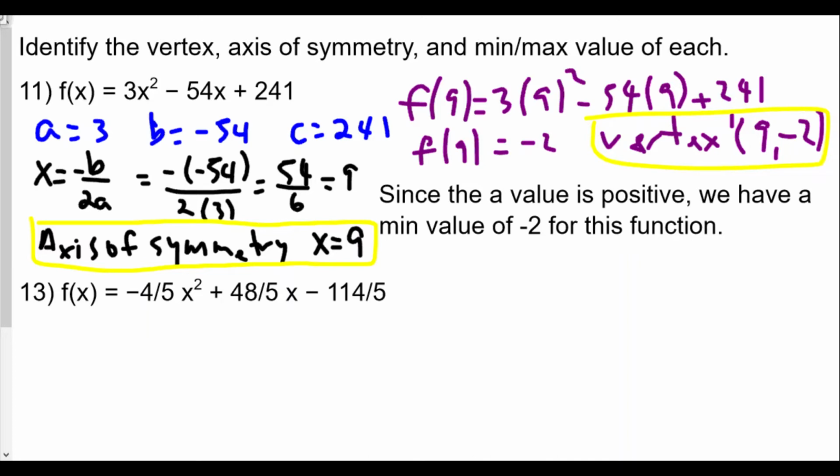Now we do the same thing for 13. Okay, so 13 is like, wait a minute, whoa, look at all these crazy fractions. It does not matter. So here we go. Our a value here is negative 4/5. Our b value is 48/5.